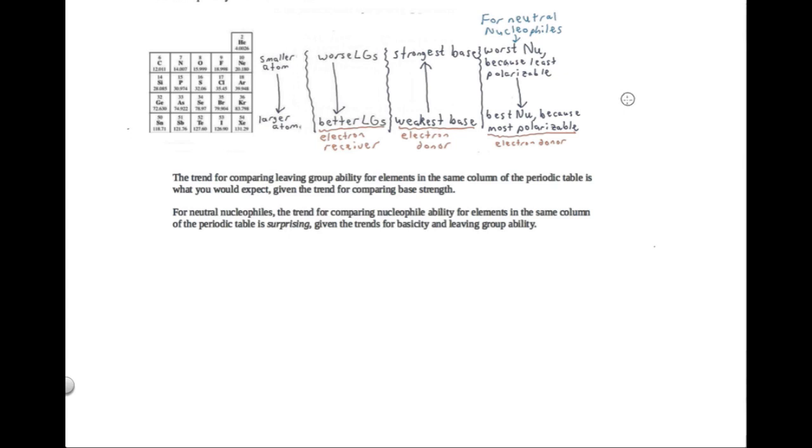I'll take this opportunity to remind you that when we're comparing these elements from the same column of the periodic table, all of these trends are based in one way or another on the size of the atom. Again, it's the size of the atom that matters, not the size of the whole group. Don't worry about the size of the entire leaving group or the entire base or the entire nucleophile. Just focus on the size of the individual atom that will be donating or receiving electrons.